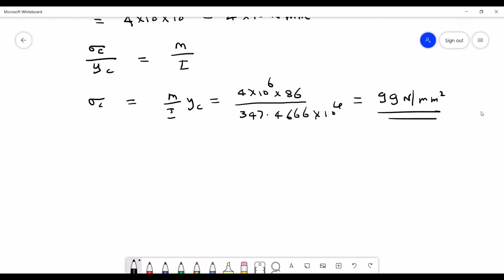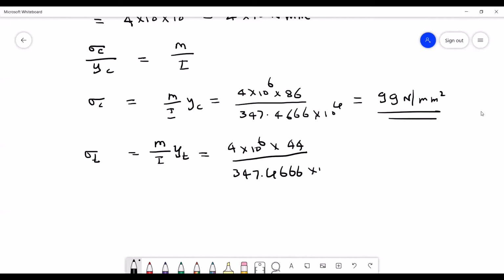Now the other equation to find sigma T: this will become M by I into YT. So M is 4 into 10 raised to 6. Here YT is 44, divided by 347.4666 into 10 raised to 4. So here we are going to get 50.65 Newton per millimeter square.